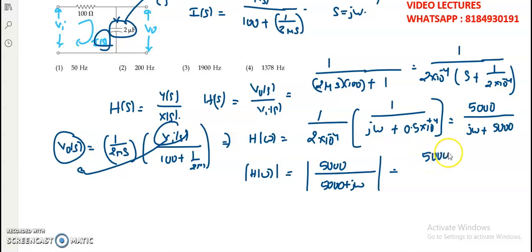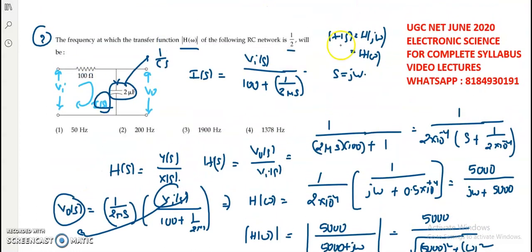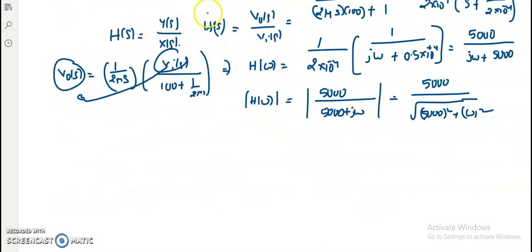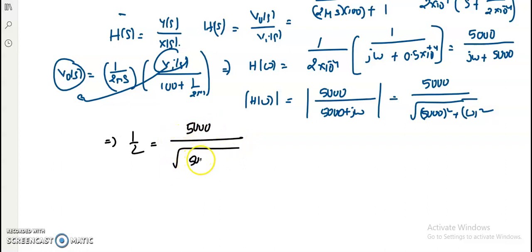After applying the modulus, it becomes 5000 divided by root of 5000 whole square plus omega square. As in the question, the modulus of H of omega is given as 1 divided by 2. So that's why here I am taking the modulus of H of omega as 1 divided by 2. Now it becomes 1 divided by 2 is equal to 5000 divided by root of 5000 whole square plus omega square, right? So now apply the square on both sides.